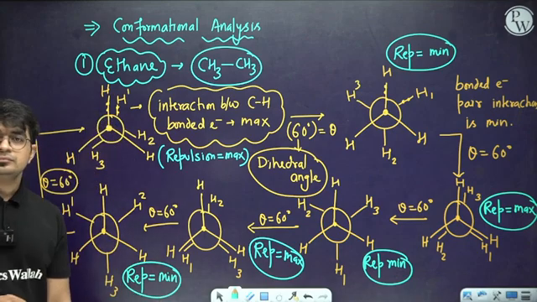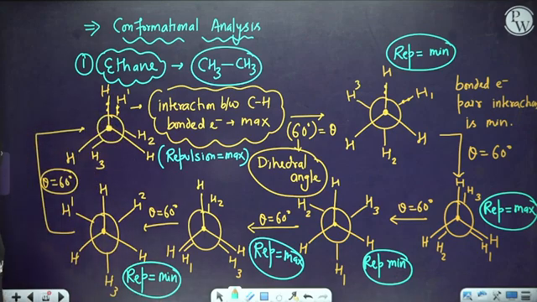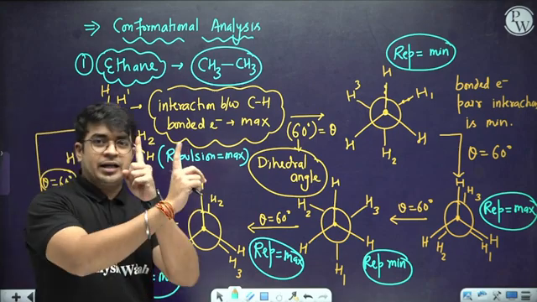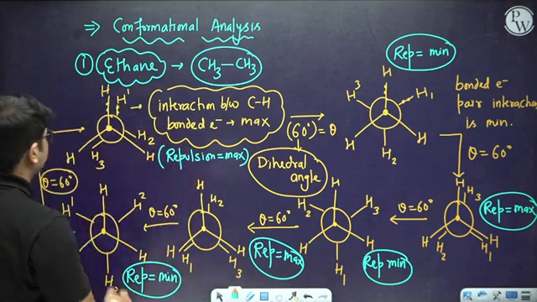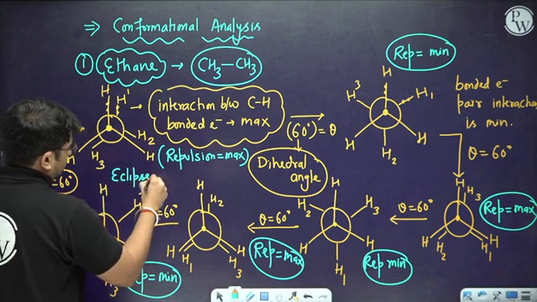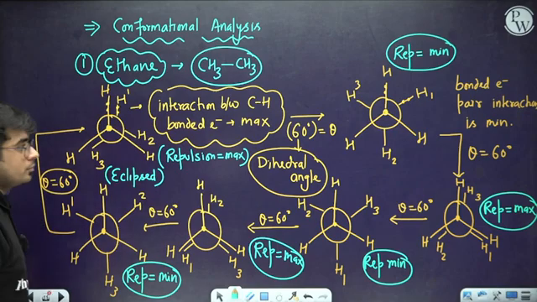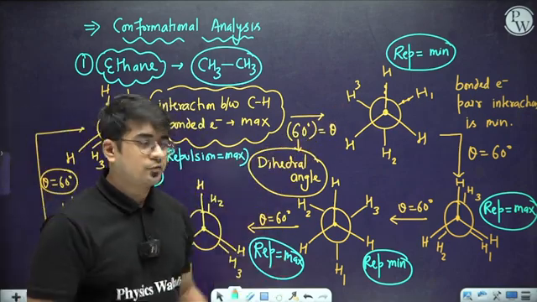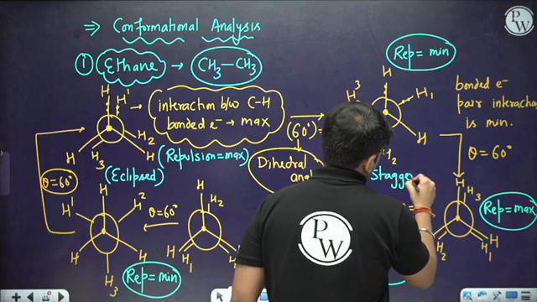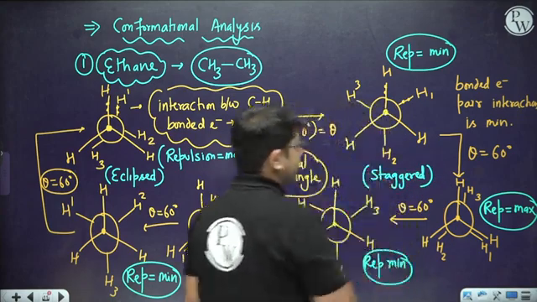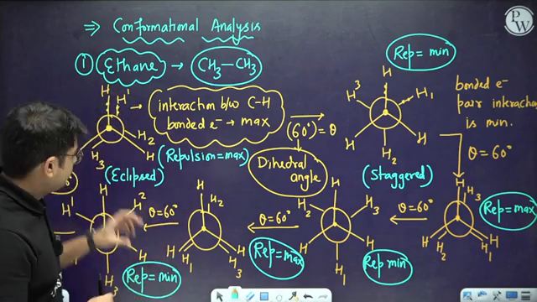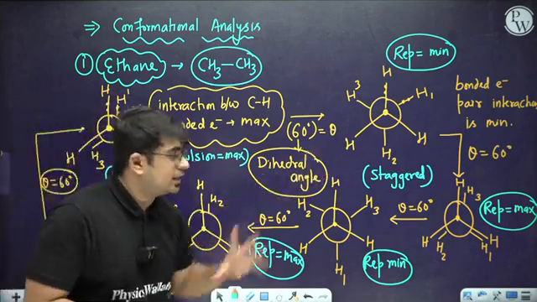Okay, I hope this part is clear. Now what is the name of these forms? When the atoms are actually in front of each other, this form is known as eclipsed form. And this form, when they are far apart from each other, is known as staggered form. So in the case of ethane, we have only two forms. First one is eclipsed and next one is staggered.